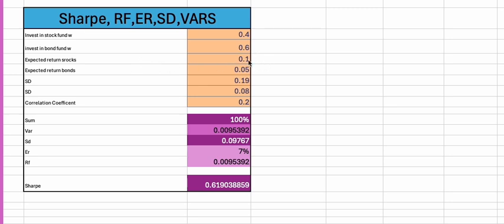Expected return on the stocks 0.1, expected return on bonds 0.05, standard deviation 0.19, and the second standard deviation 0.08, and correlation coefficient 0.2. Once again, all the beige is given to you. Each one of these are given to you. You can pause and build this as you're watching if that's what you want to do. Now all you're doing is you're taking the sum, which that's what I was pointing to just a second ago. These two average all the way up to 1, so 100%.